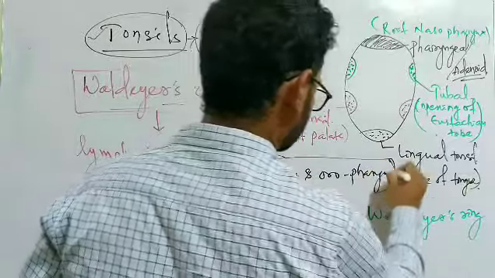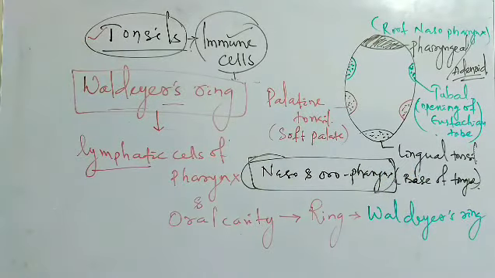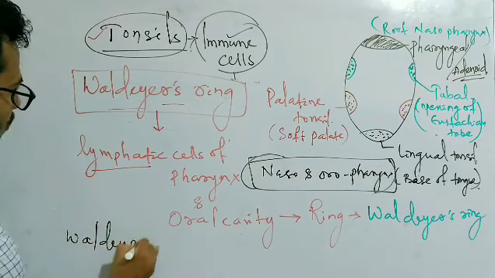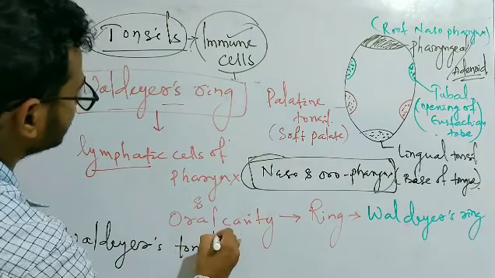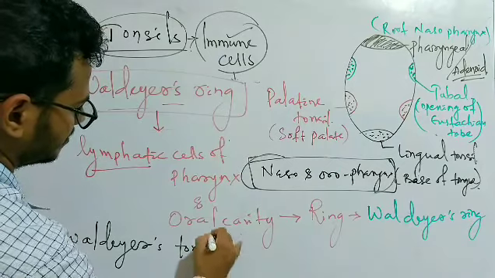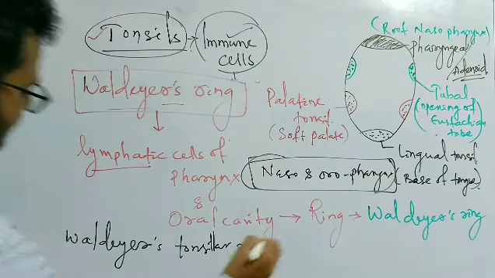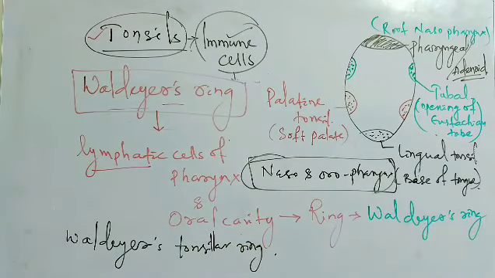Okay, so the location is nasopharynx and oropharynx. The Waldeyer's ring is located here. This is also called Waldeyer's tonsillar ring. I can write here Waldeyer's tonsillar ring. It is popularly known as the Waldeyer tonsillar ring also.